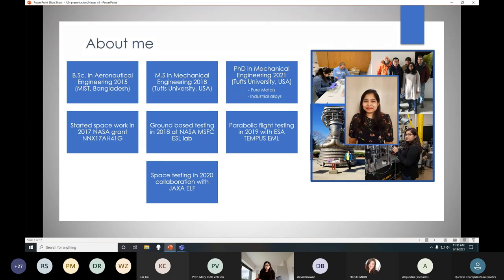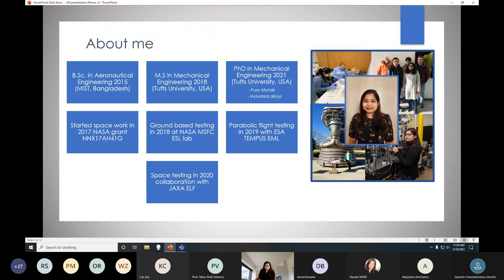My research work focuses on thermophysical property measurement of pure metals and industrial alloys. Before coming to Tufts, I actually had no idea that we could do material science research in space. I was always fascinated by space. So when I came upon an opportunity to work on materials supporting NASA's space exploration, I grabbed the opportunity and I have been working on this research since 2017.